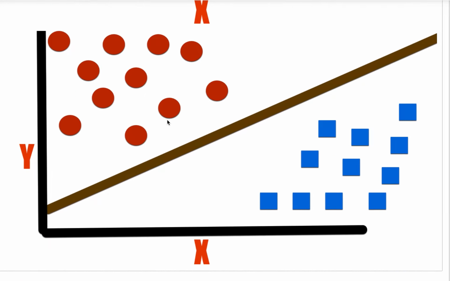The SVM will learn the coefficients and weights that give you the best line, and best here is defined as maximizing the margin. Remember, margin is the distance between your line, so in this example, the brown line, and the nearest data point of each of our classes. So the distance between the line and the red circle in one direction, and the distance between the line and the blue square in the other direction.